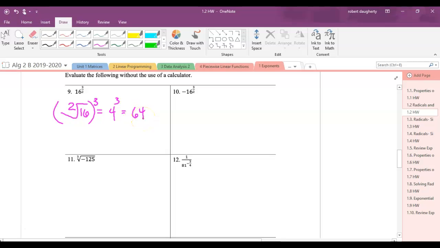Okay, number 10, there's a negative that's stuck in front, but it's just there. Think of this. This is negative 1 times 16 to the 3 halves. The 16 is being raised to the 3 halves, not the negative 16. So this is the same as the problem before. It's just negative of square root of 16 cubed, which is negative of 4 cubed, which is negative 64.